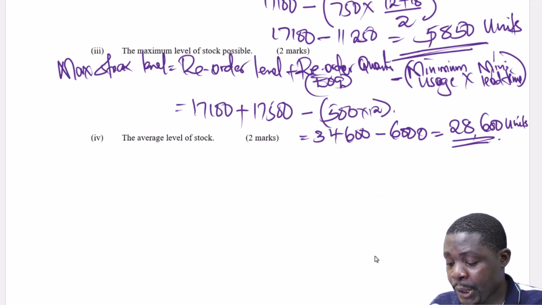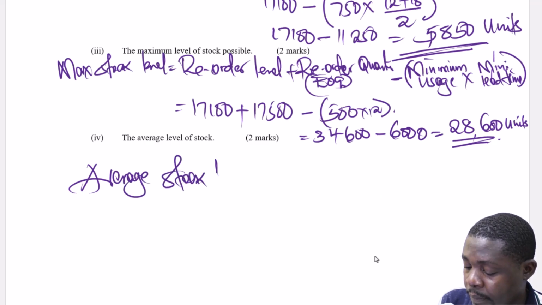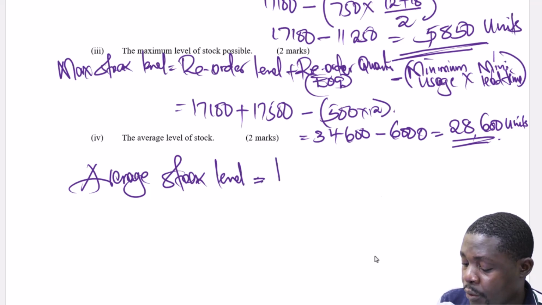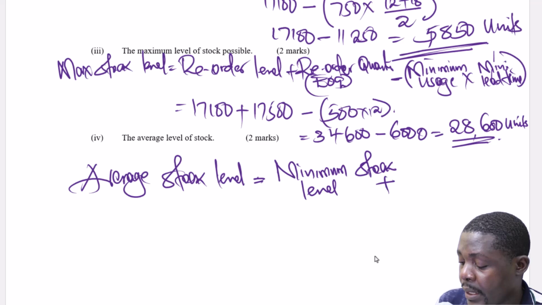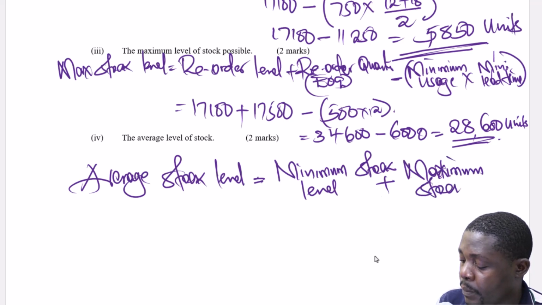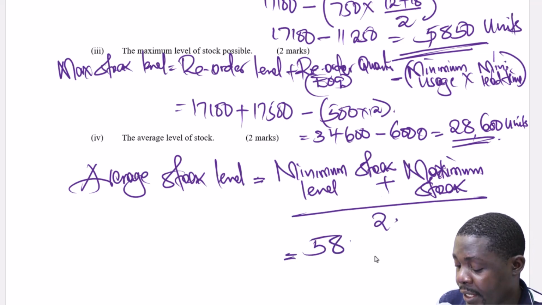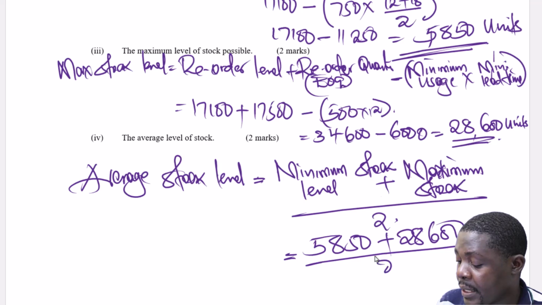Then lastly, the average stock level. Average stock level is equal to minimum stock level plus maximum stock level, divided by 2. That means we take 5,850 plus 28,600, and the answer we divide by 2.